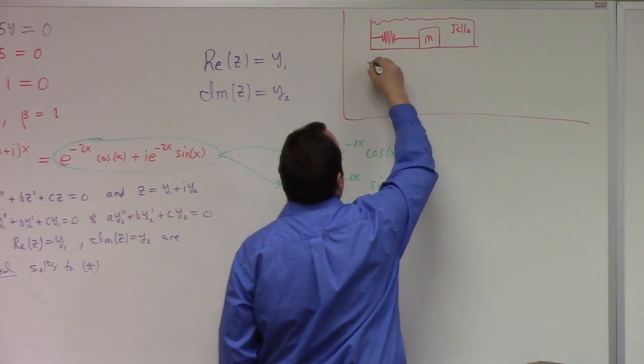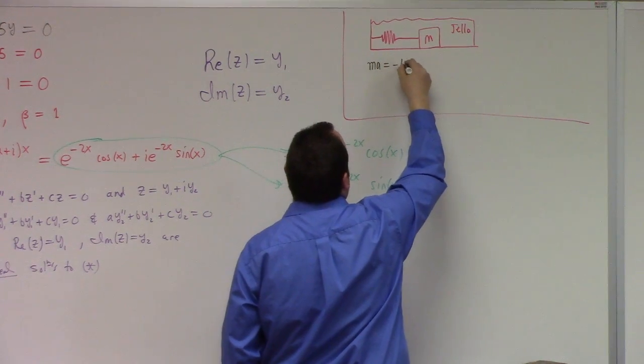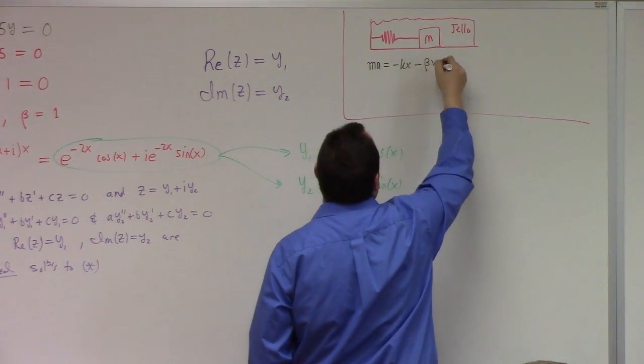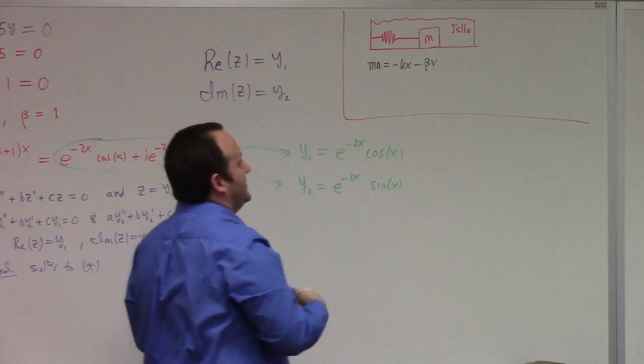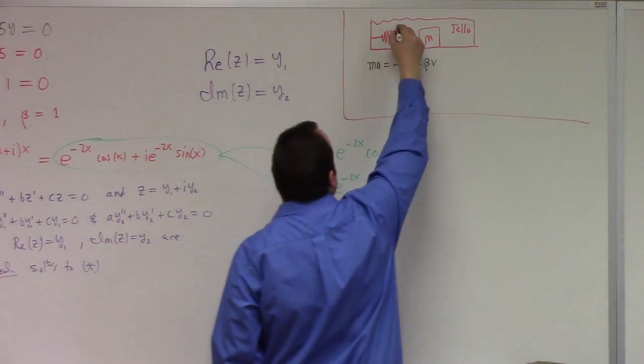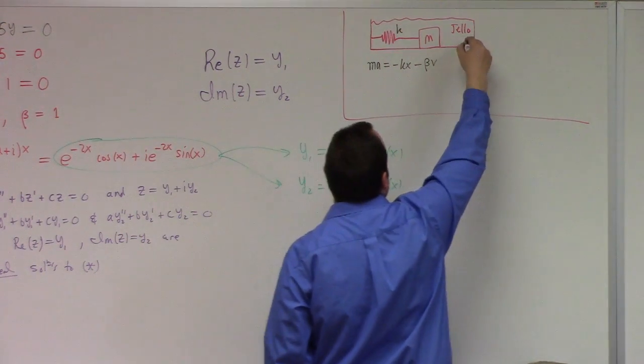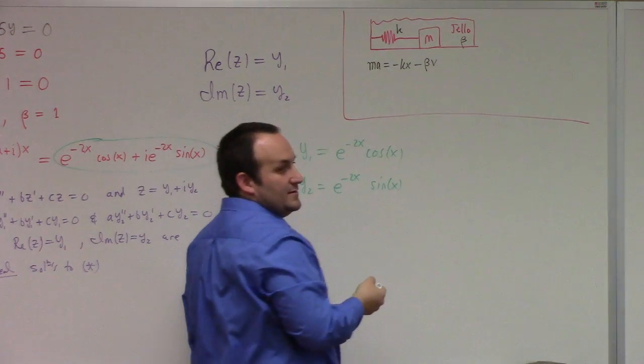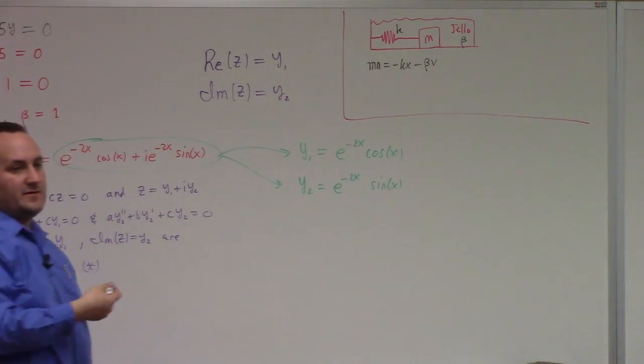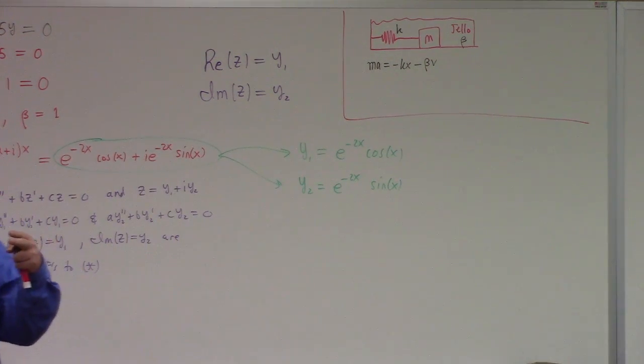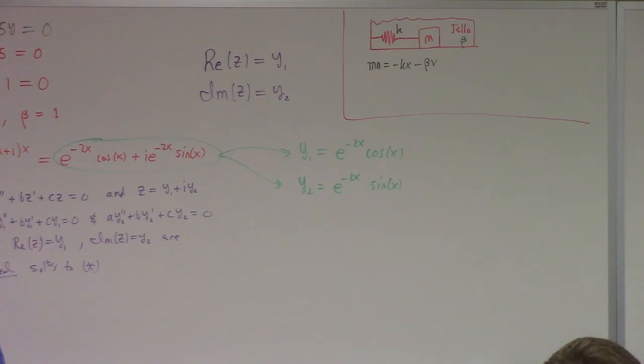You can write Newton's second law: ma is equal to minus kx minus beta v. So the minus kx is a spring force, so spring constant k. The Jell-O has coefficient of damping beta. This is a simple model for a mass under a spring force with a velocity-dependent friction force.